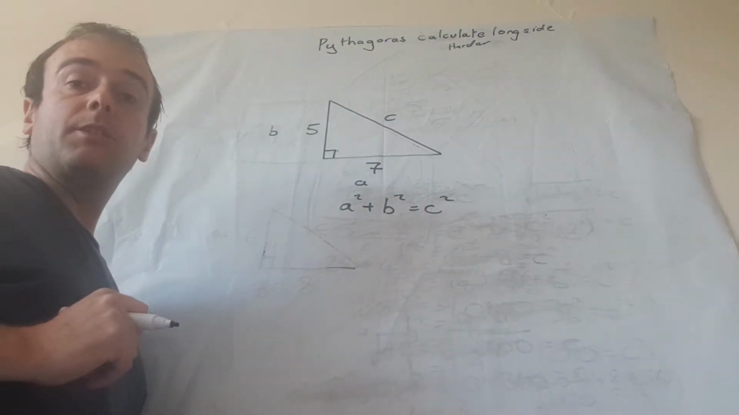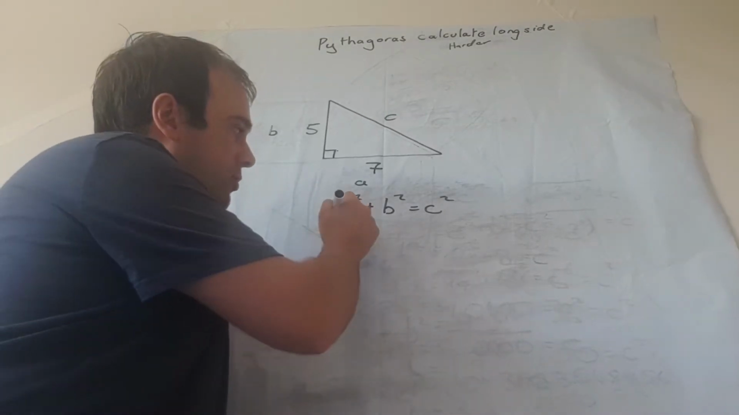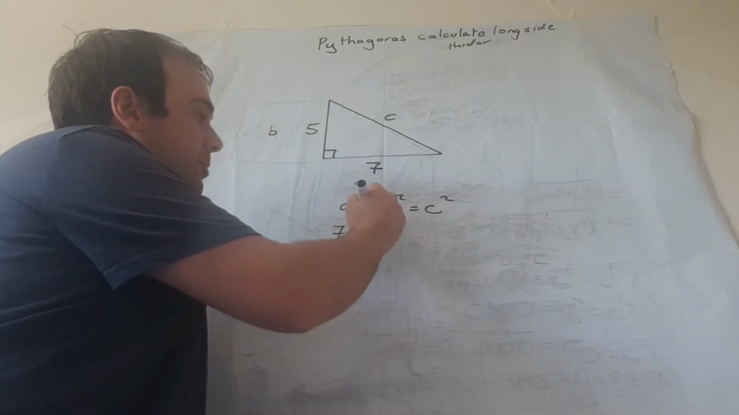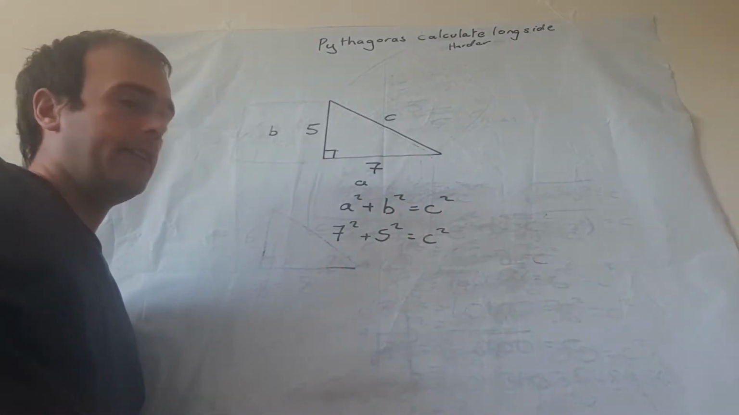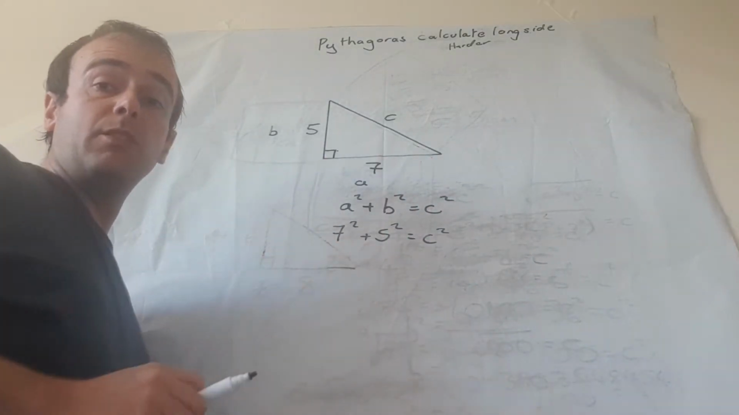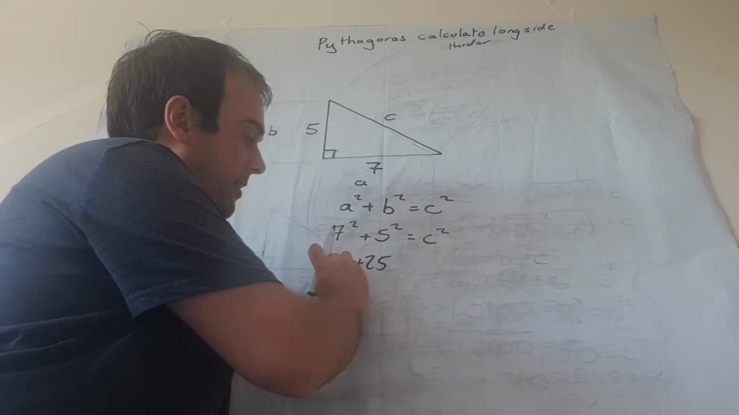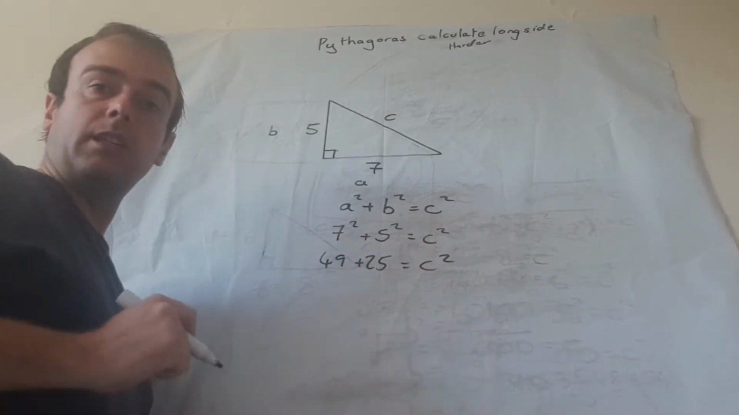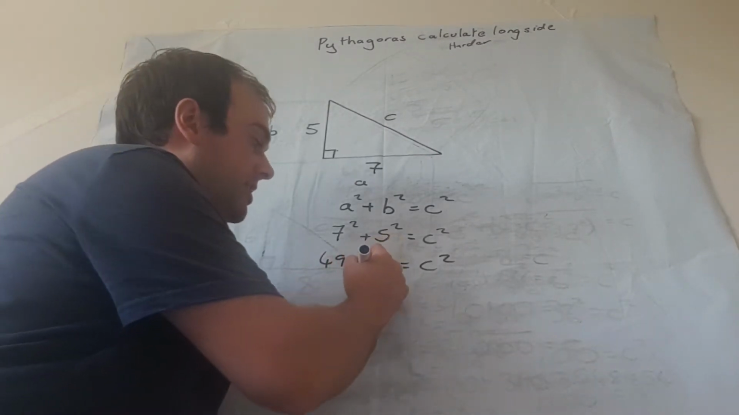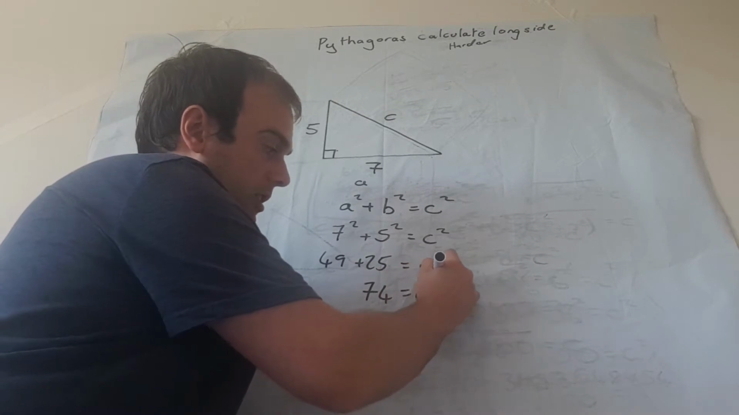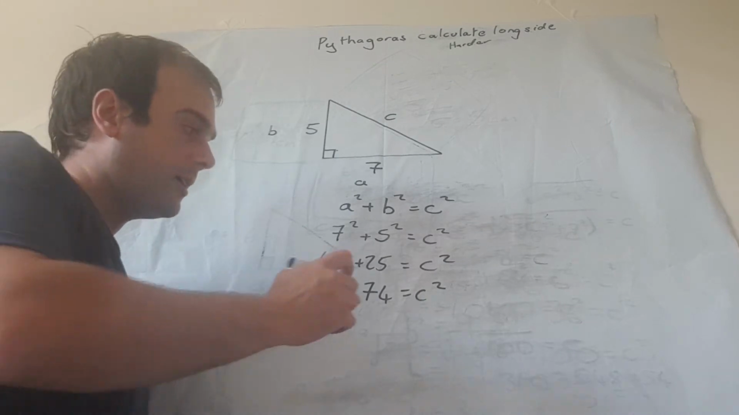Now, I'm going to substitute in my numbers. For A, I'm substituting in 7. I swap the B for 5. And the C is just C because I don't know it yet. Now I'm going to get rid of the squared bits on the numbers, which I can do nice and easily. So I get 49 and 25 equals C squared. Then I'm just going to do this addition here because it's nice and easy again. That's 74 equals C squared. Now I need to square root that 74.